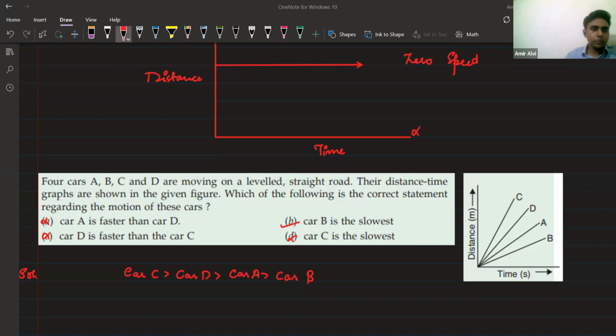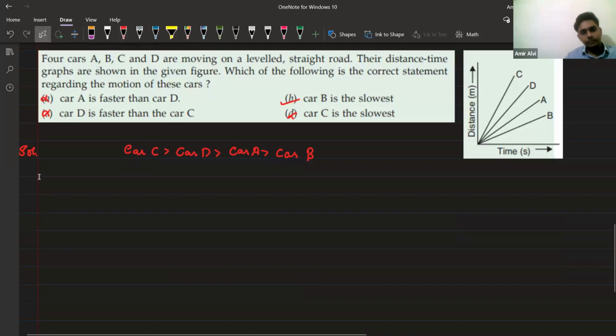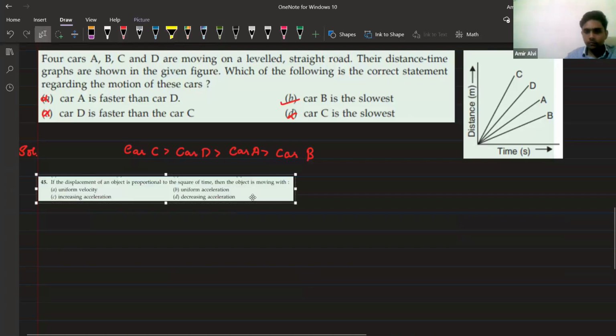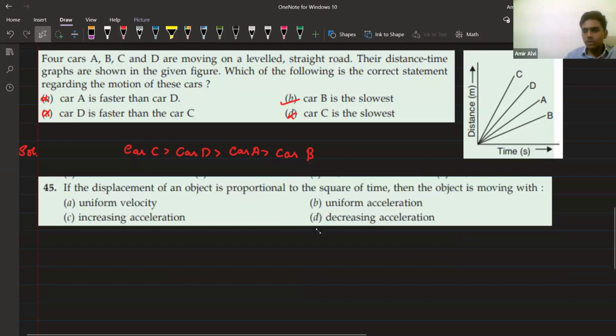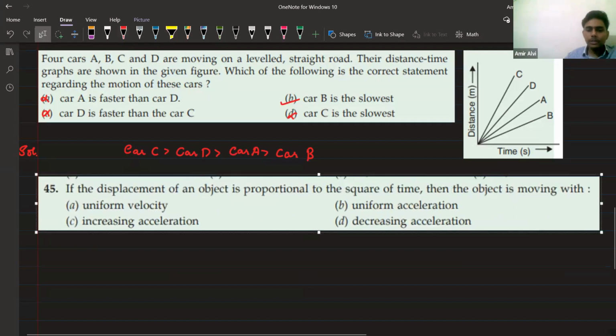Do this question for me. Okay, so this will be the last question of this class. Please let me know the answer.